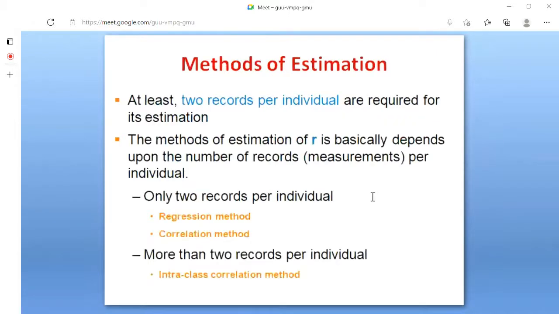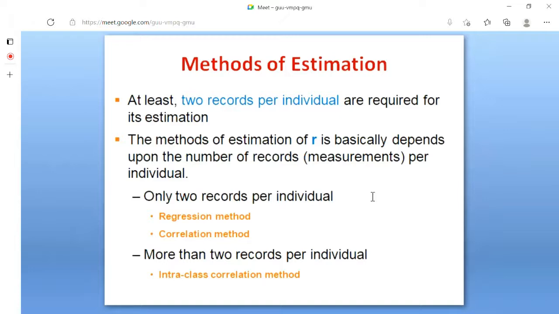Then the method of estimation here. There are two conditions. One is that at least 2 records per individual are required for each estimation. At least 2 records per individual are required for estimation. And the method of estimation of R basically depends upon the number of records per individual.